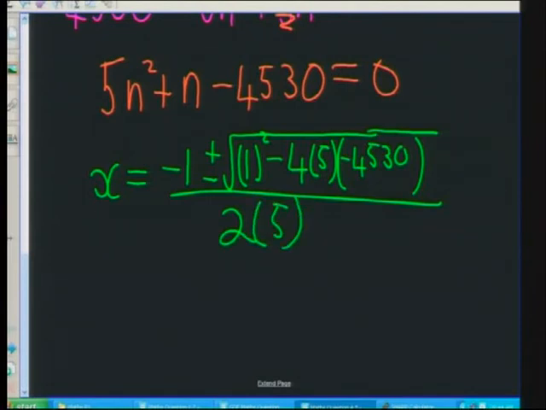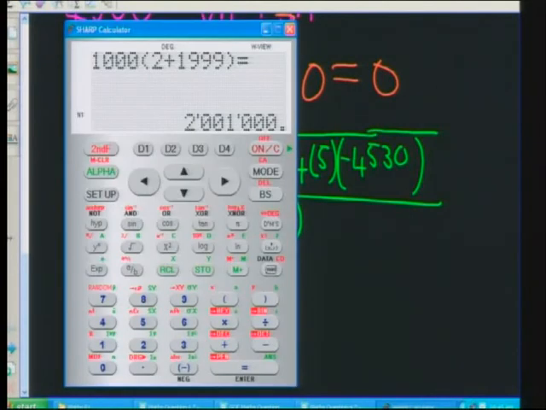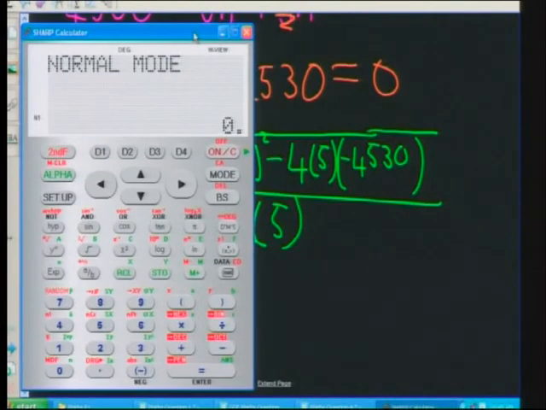Now what I'm going to do is just calculate the inside of my square root first. Let me just move it across so that I can see. I'm going to just work out the inside of the square root. So I'm going to say 4,530 multiplied by 20 equals plus 1 equals. So the inside of my square root is 90601.